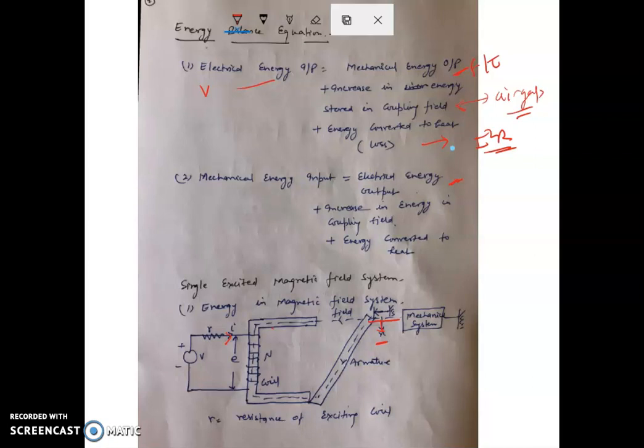This is the field. When the voltage is applied to this coil, a magnetic field is developed. That magnetic field is developed in this coil, and due to this magnetic field there is some force in this armature. As this armature is coupled with the magnetic system, there will be some movement in this magnetic system also, that we will discuss in the next slide.